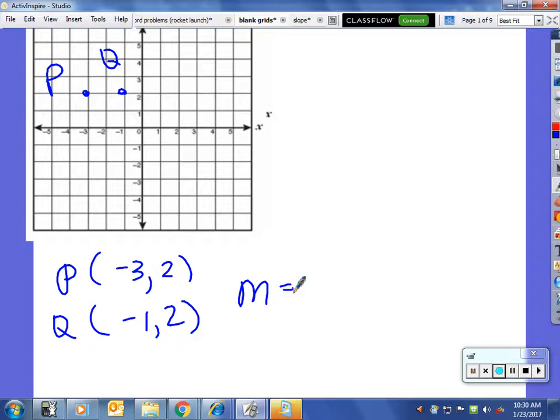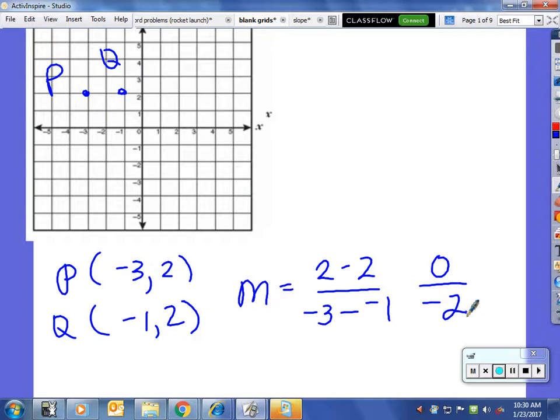Now, how do you find slope? y2 minus y1 over x2 minus x1. So how would I set up my digits here? 2 minus 2 over -3 minus -1. What's 2 minus 2? 0 over -2. You would either get 0 over 2 or 0 divided by -2. It doesn't really matter. It depends on the order you subtracted.